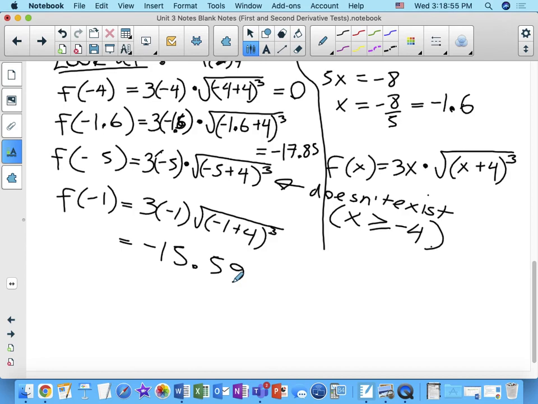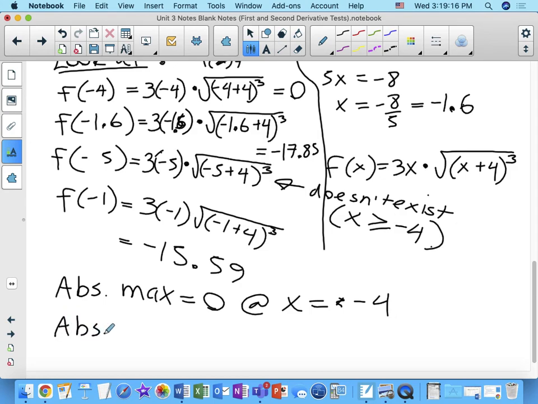So for this interval, our absolute max equals 0 at x = -4, and our absolute min equals -17.85 at x = -1.6.